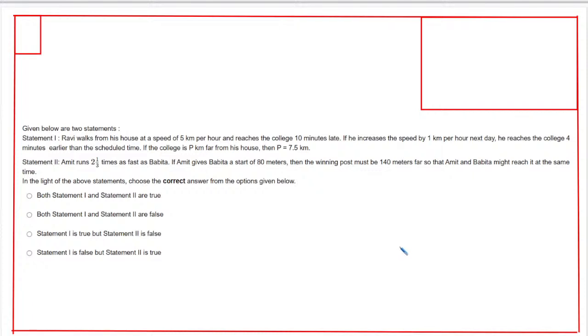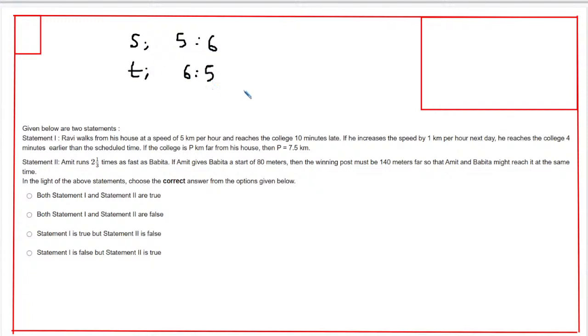Now there is this question, pause the video. Okay. Ravi walks from his house at a speed of 5, reaches college 10 minutes late. His speed is increased by 1. He is reaching now 4 minutes earlier. So I can say the ratio of speed is what? 5 is to 6. The ratio of time will be 6 is to 5.